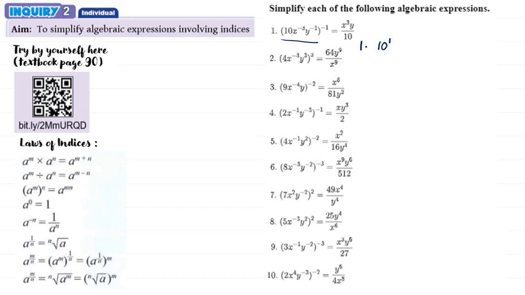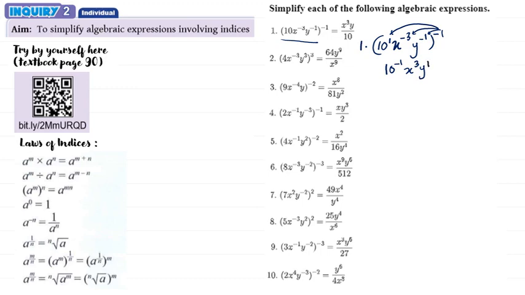So there is a power here, so x is the base, the index is negative 3, y is the base and the index is negative 1. So the power outside the bracket is negative 1. So negative 1 you should multiply with 1, negative 3 and also negative 1. So you will get 10 to the power of negative 1, x to the power of negative 3 times negative 1 becomes 3, y becomes power of 1.